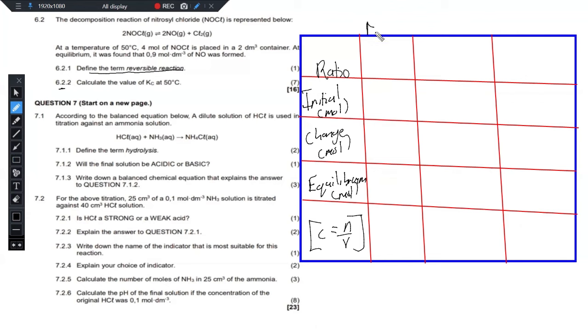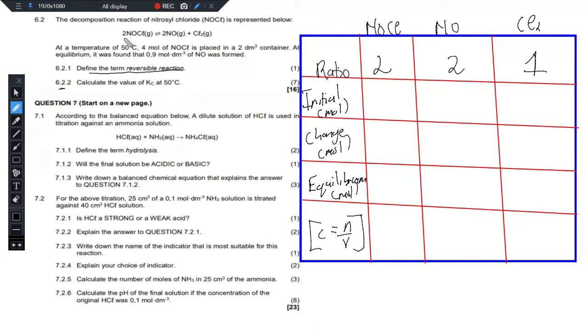Now we have NOCl followed by NO and then Cl2. What's the ratio of the NOCl? That's 2. And then what's the ratio of the NO? That's 2 as well. And then here we have 1, right? So these are the ratios.